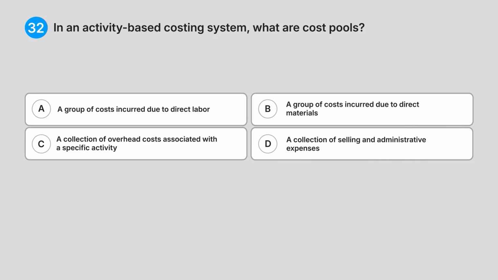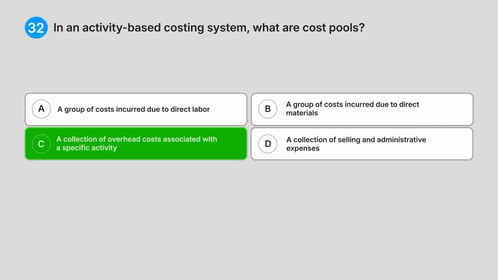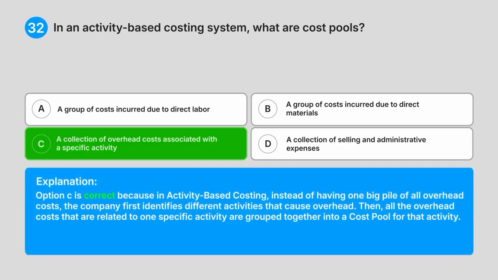Correct answer, C. A collection of overhead costs associated with a specific activity. Explanation. Option C is correct because in activity-based costing, instead of having one big pile of all overhead costs, the company first identifies different activities that cause overhead. Then all the overhead costs that are related to one specific activity are grouped together into a cost pool for that activity.